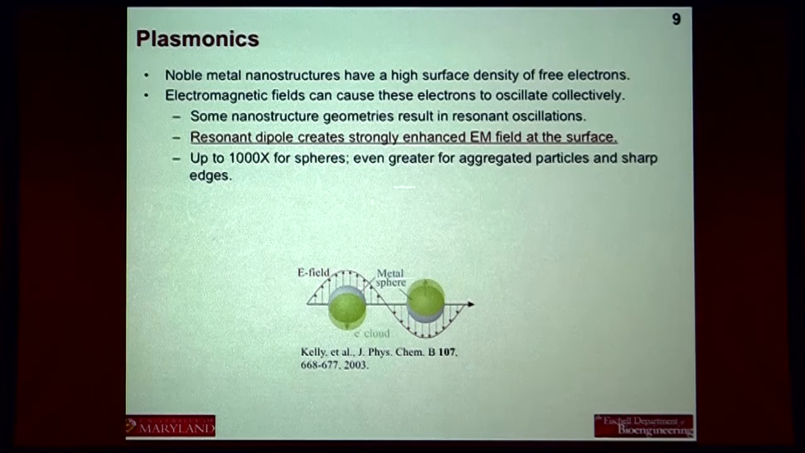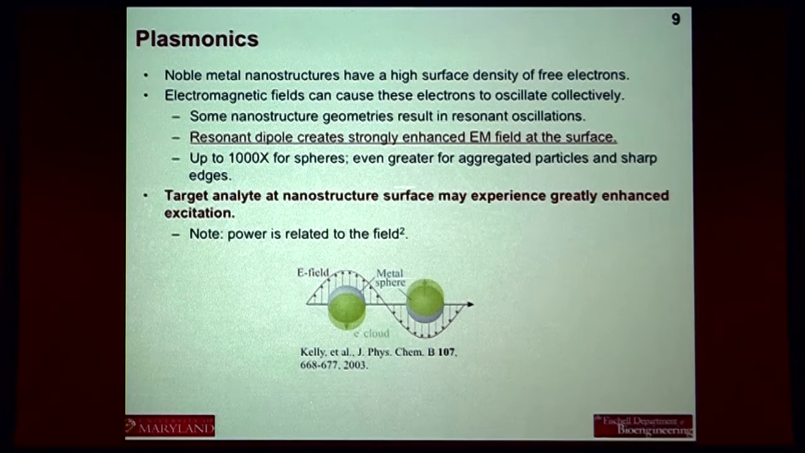By the nature of metals, any metal nanostructure is going to have a very high surface density of electrons. All those electrons are going to sit at the surface. If an electromagnetic field is incident upon that nanostructure, the oscillating electric field is going to cause those electrons that are mobile to move up and down. If you happen to have a geometry of the nanostructure that is a good match with the frequency of the incident light coming from your laser, you actually get an oscillating resonant dipole. And based on that extremely high surface density of electrons, it turns out that's a huge enhancement of the electric field at the surface. In the case of spheres, you can get up to about 1,000 times enhancement of the electric field immediately at the surface. For more complex geometries, you can actually get an even larger enhancement at the surface.